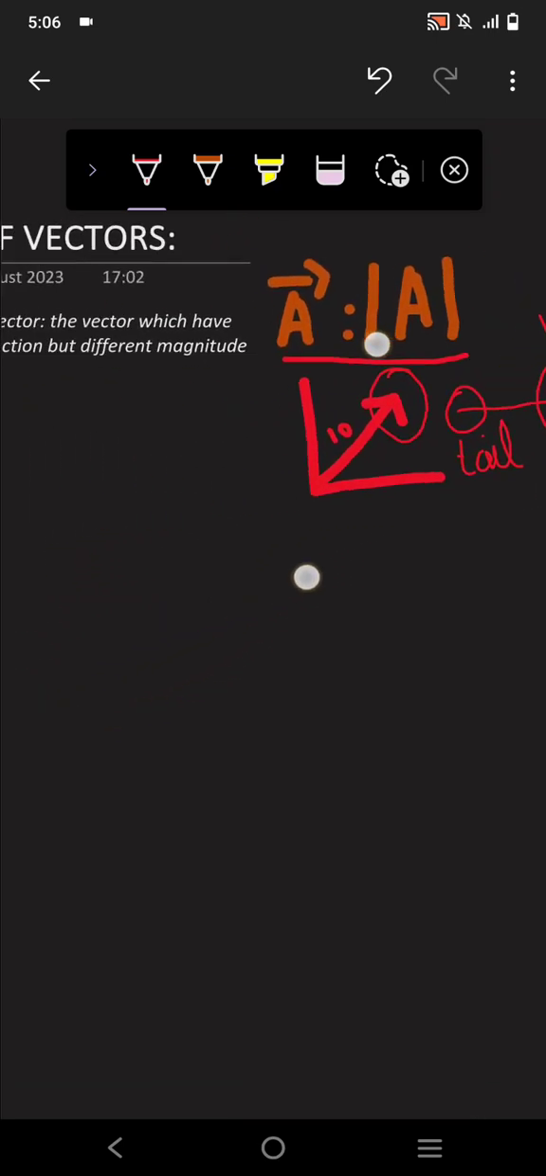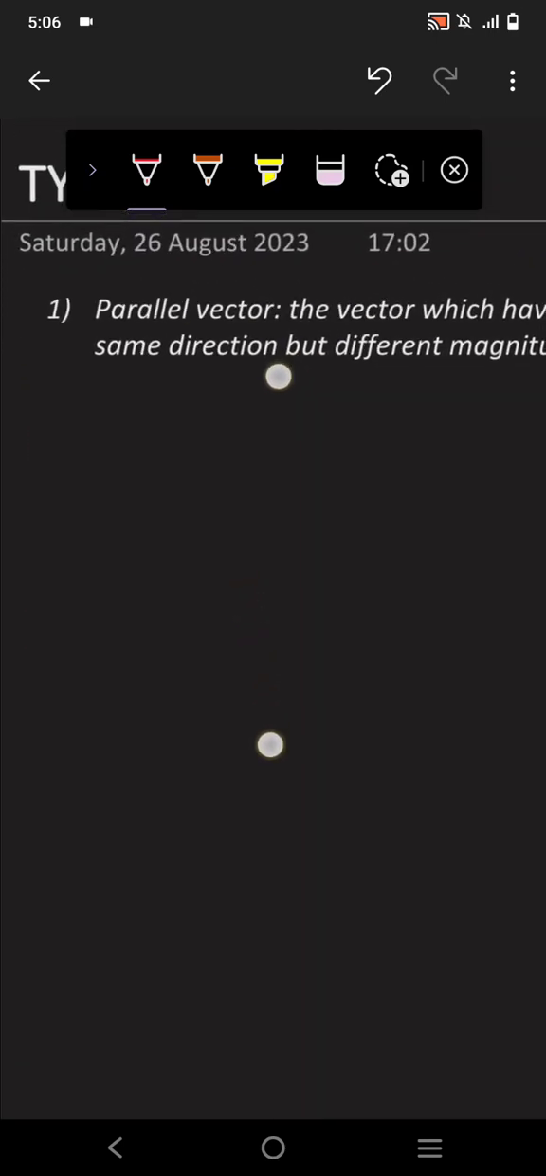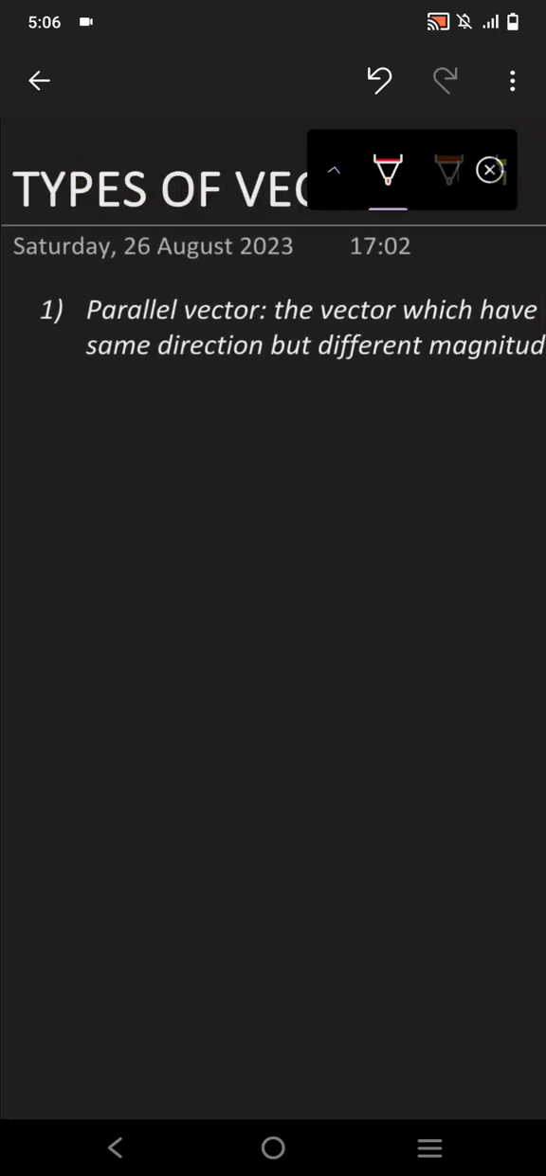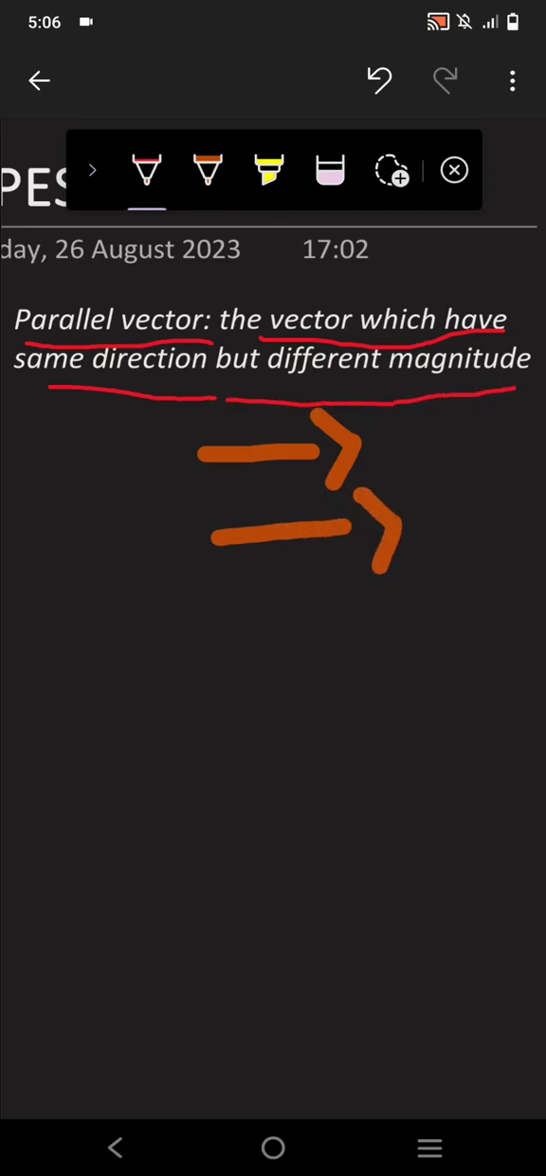Now we're going to see the types of the vector. First vector is parallel vector. Parallel vectors are the vectors which have the same direction. Let's just draw the directions. This is the direction, right? Vector direction, but different magnitudes.